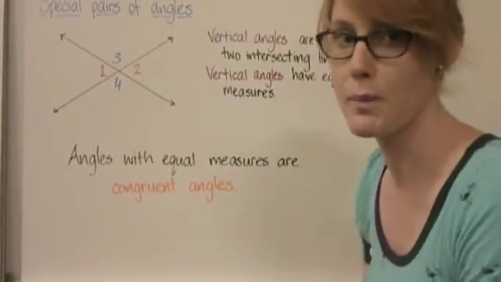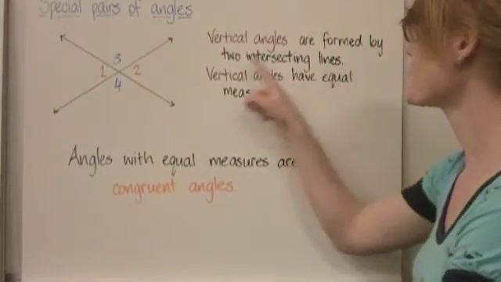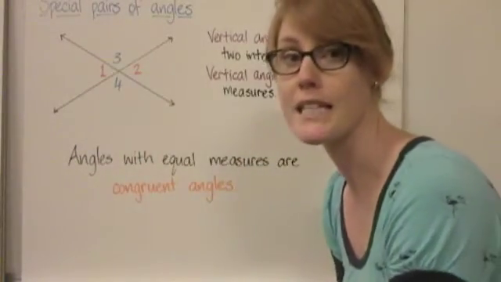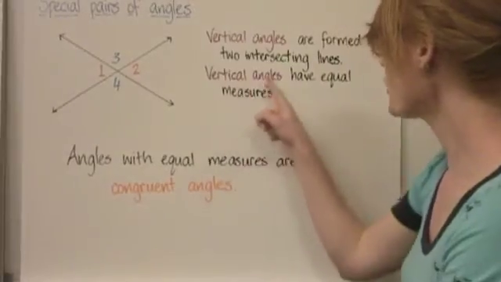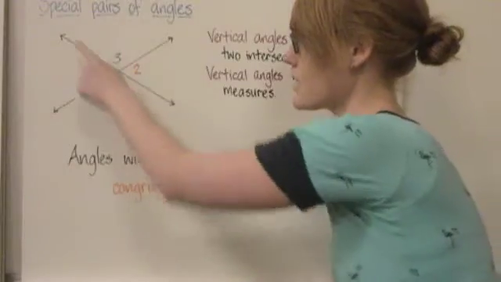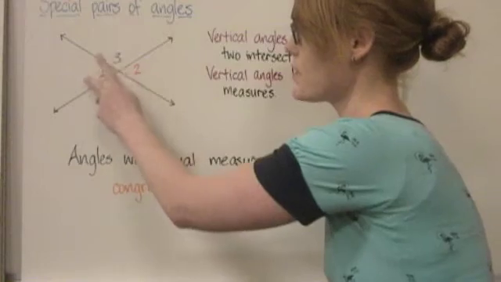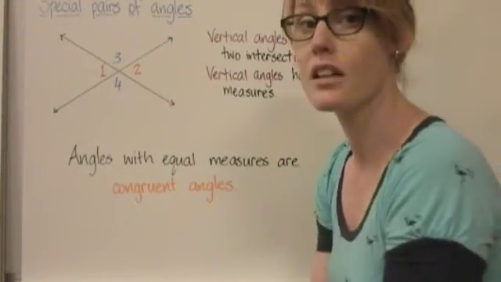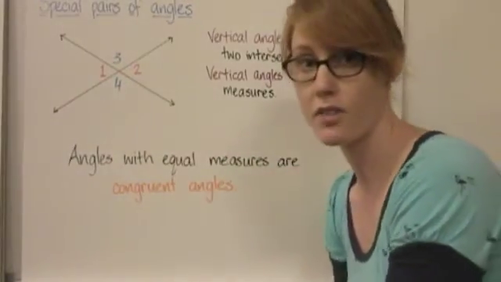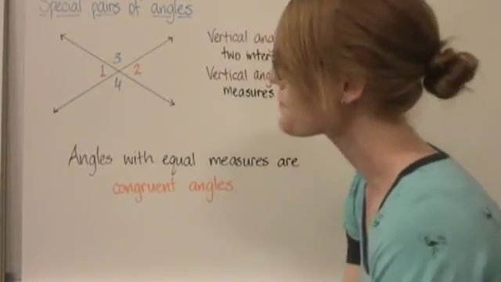There are also some special pairs of angles that we need to be able to recognize. Vertical angles are formed by two intersecting lines, and as you can see here, I have two intersecting lines. Vertical angles have equal measures. So in my diagram here, my two intersecting lines form 4 angles. Now, the angles that are opposite each other in my intersecting lines are the ones that are vertical angles. So angle 1 and 2 are vertical angles, and angles 3 and 4 are also vertical angles.